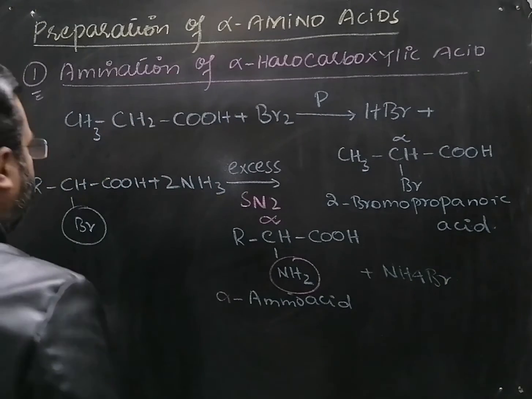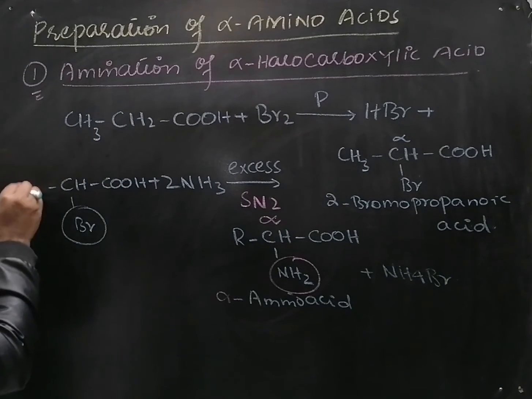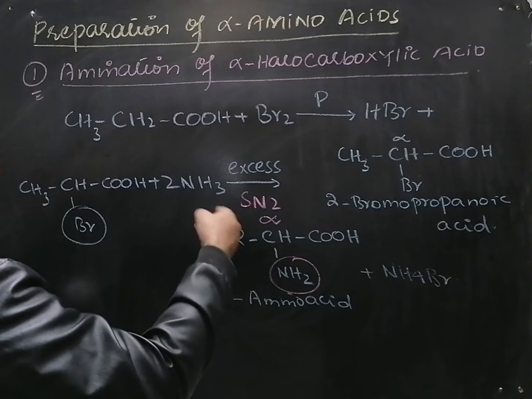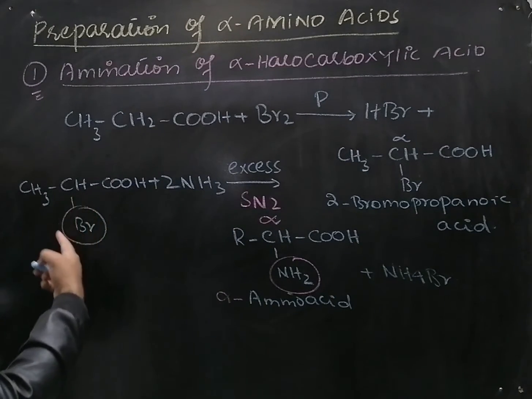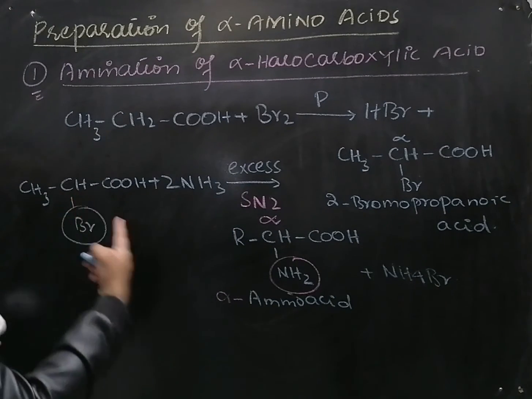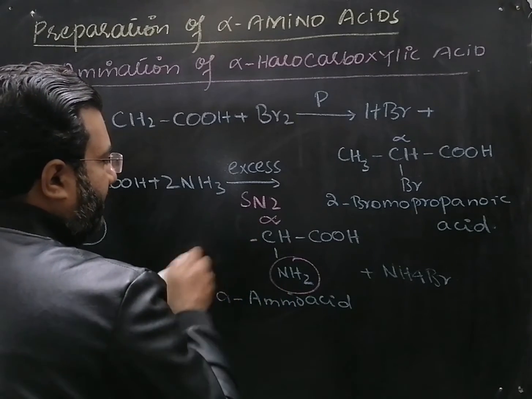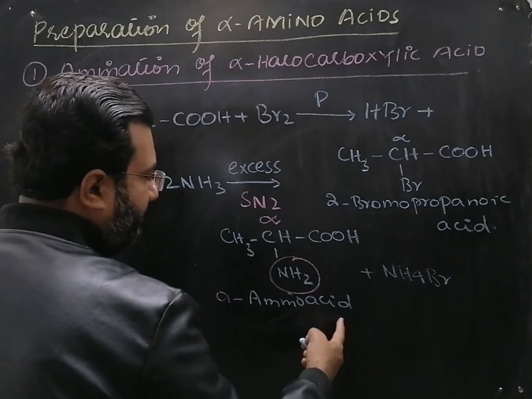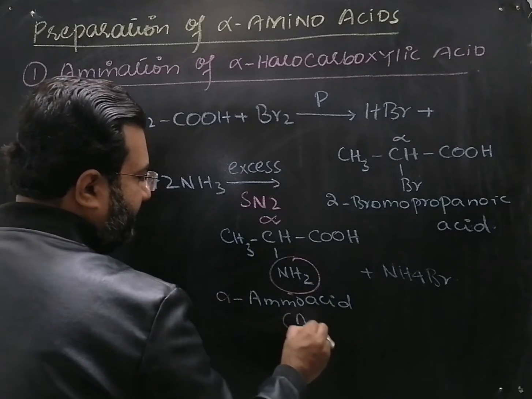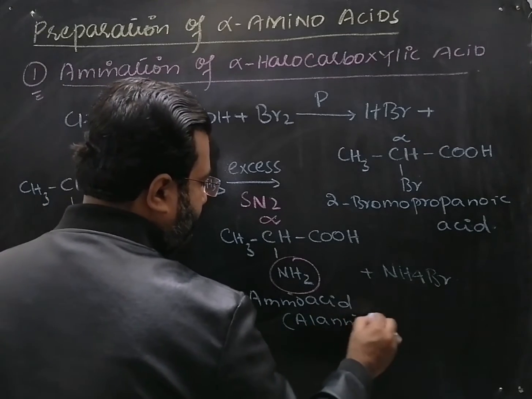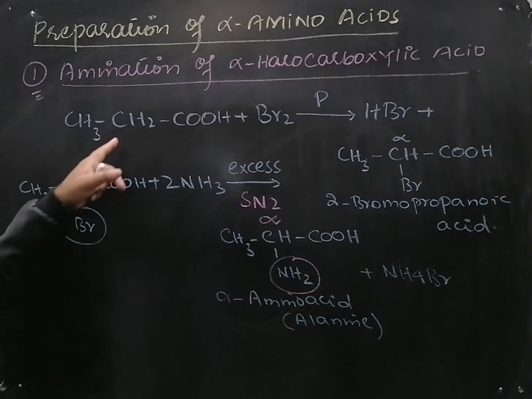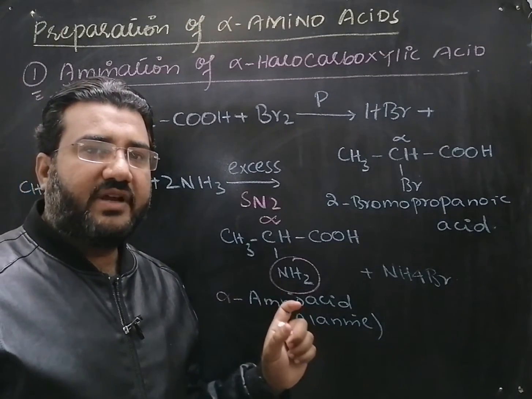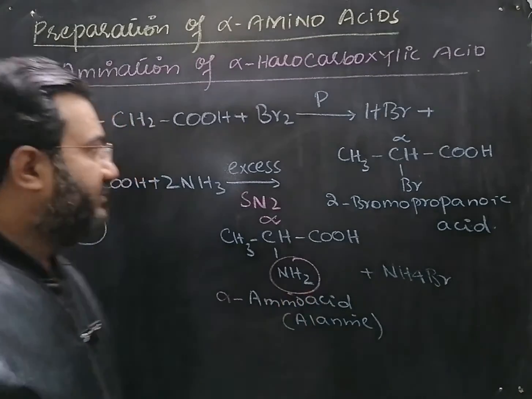acid. And when this 2 bromo propanoic acid will be reacted with the ammonia in excess quantity, then through SN2 reaction, the bromine attached to the alpha carbon will be replaced with the amino group. And my dear students, here there will be CH3 and this amino acid will be an alpha amino acid and the name of this amino acid will be alanine. So from propanoic acid you can prepare the alanine here. This was the first method of the preparation of the alpha amino acids.